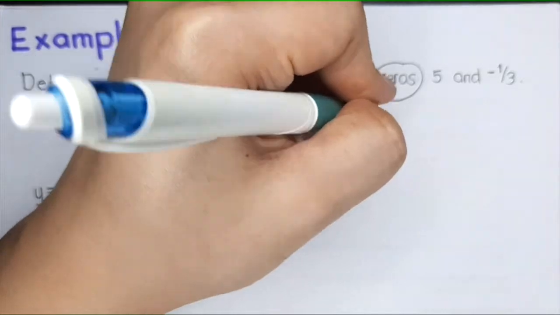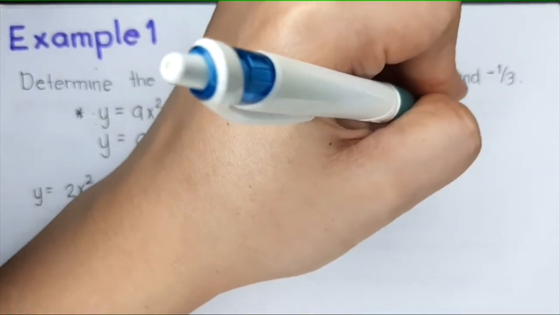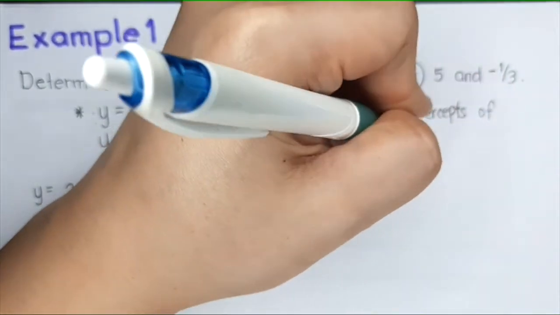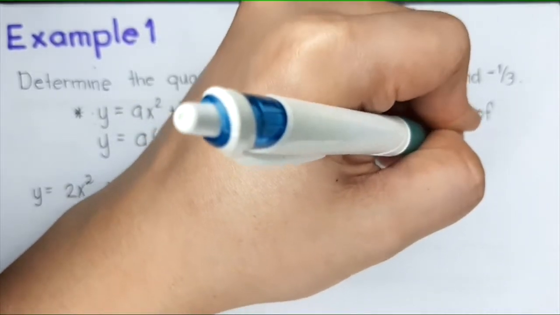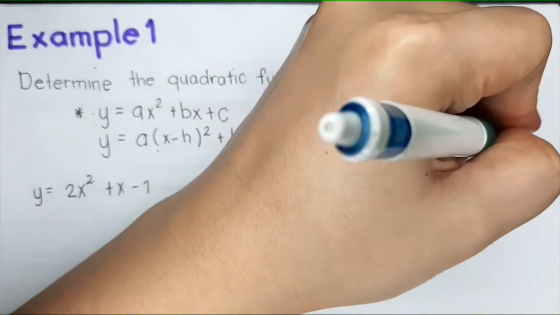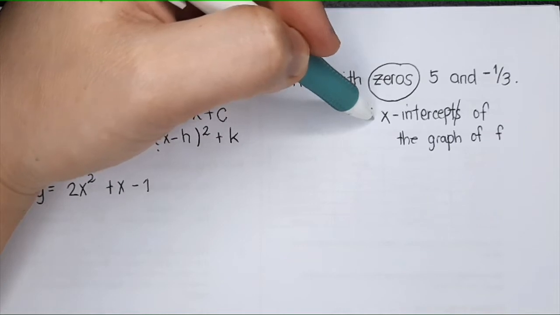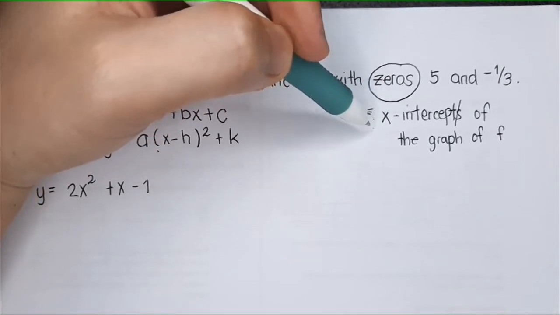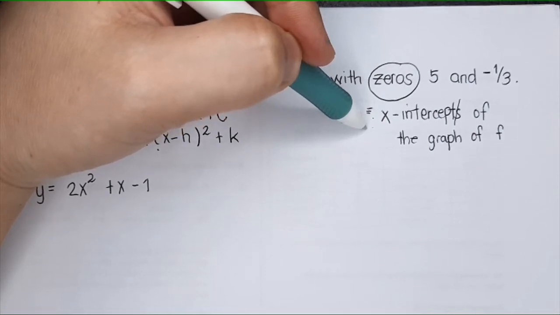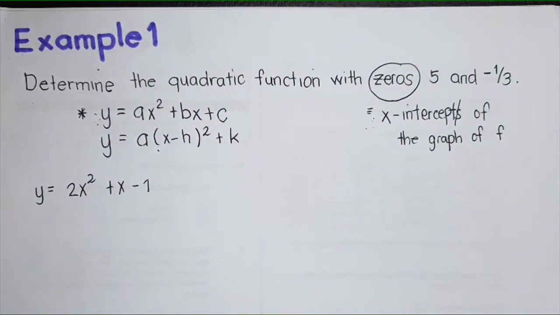Ibig sabihin ito yung x-intercepts of the graph of the function f. Ano ba yung x-intercept? Ito yung mga values ng x kung saan magi-intersect yung graph sa x-axis.